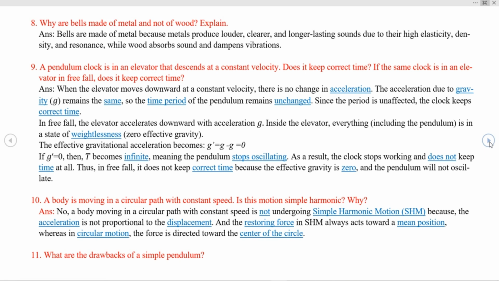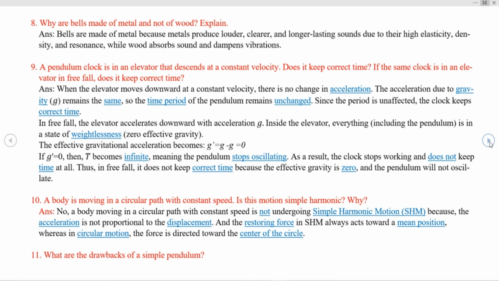And for the second half of the question, we have given a free fall, the elevator accelerates downward with acceleration g, and inside the elevator, everything, including the pendulum, is in a state of weightlessness, that is, zero effective gravity. Thus, the effective gravitational acceleration becomes zero.